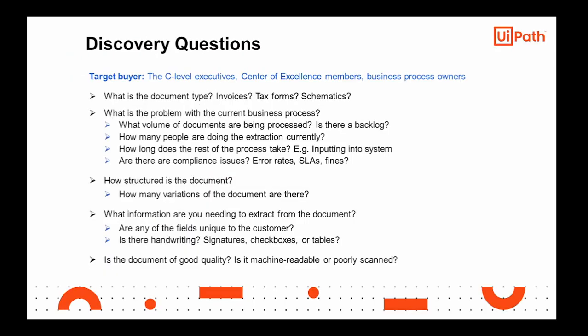It is important to understand when to offer document understanding to a customer. Our target buyer would be a C-level executive like a CIO, Center of Excellence members, or business process owners. Before deciding whether to offer our native document understanding capabilities or partner capabilities, please consider asking the following questions. You should understand what type of documents a customer needs to process: invoices, receipts, tax forms, etc.